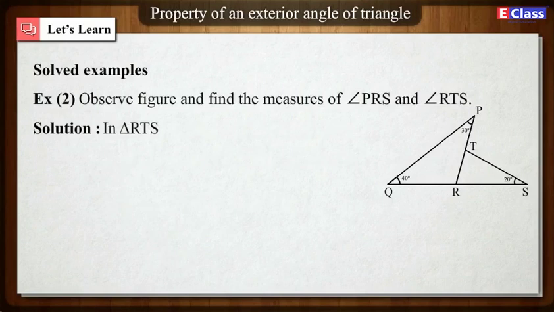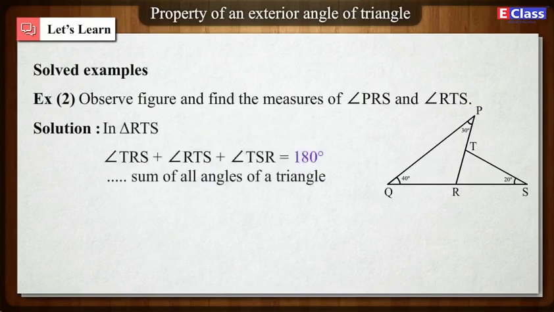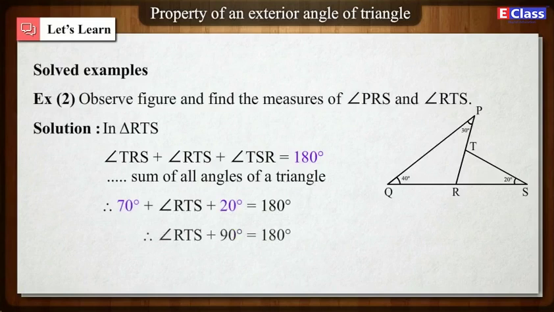In triangle RTS, angle TRS plus angle RTS plus angle TSR is equal to 180 degrees by sum of all angles of a triangle. Therefore, 70 degrees plus angle RTS plus 20 degrees is equal to 180 degrees. Therefore, angle RTS plus 90 degrees is equal to 180 degrees. Therefore, angle RTS is equal to 90 degrees.